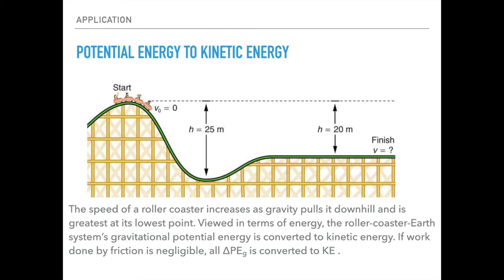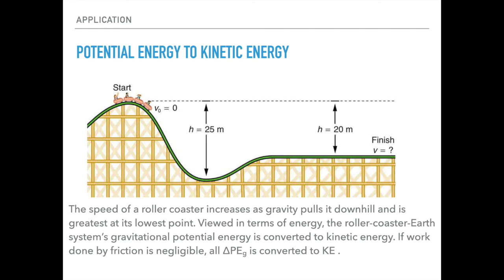Okay, so let's look at this application problem. We have a roller coaster that starts at the first hill, you chug up to the top on the chain, and then you're released basically from rest. It drops down to the bottom of that dip, which is a height of 25 meters, and then it goes back up another 5 meters to reach the finish. So the gravitational potential energy that the roller coaster starts with is going to be converted to kinetic energy at the end. The question we want to know is, what is the velocity at the end?